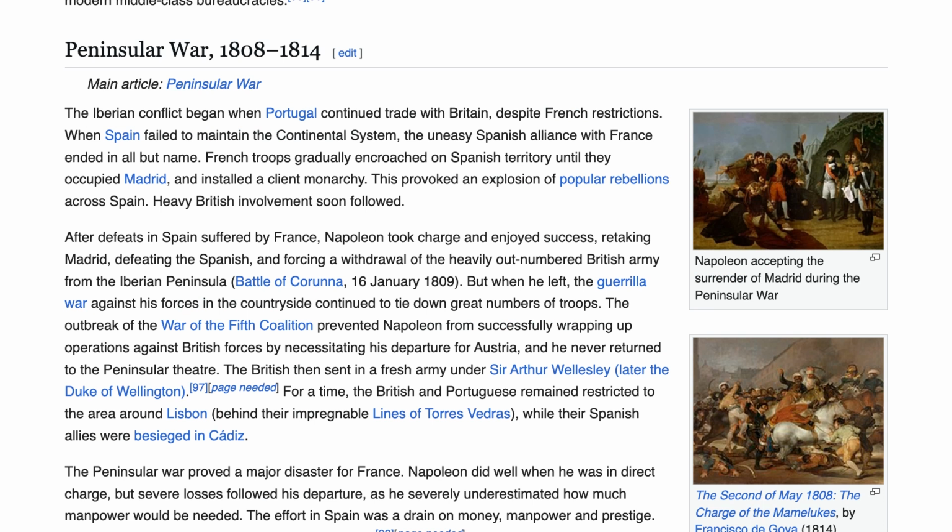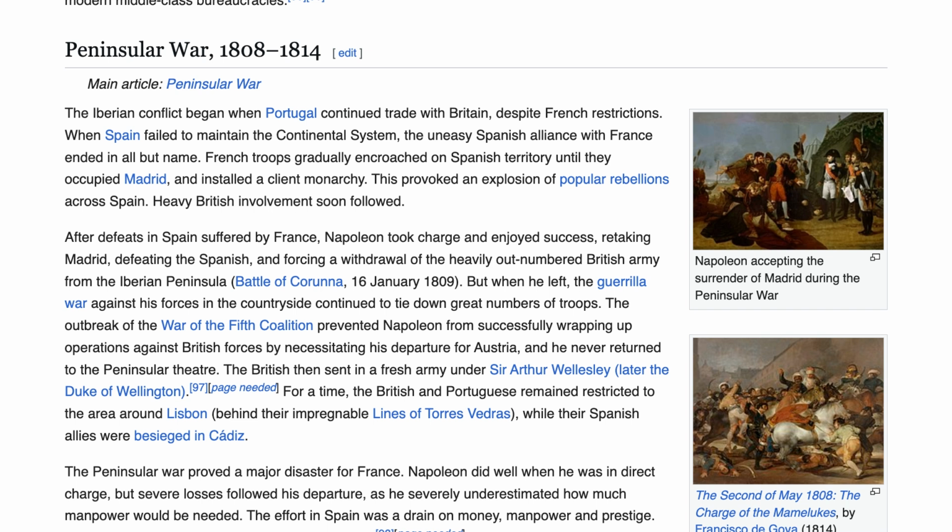Peninsular War, 1808–1814. The Iberian conflict began when Portugal continued trade with Britain, despite French restrictions. When Spain failed to maintain the continental system, the uneasy Spanish alliance with France ended in all but name. French troops gradually encroached on Spanish territory until they occupied Madrid and installed a client monarchy. This provoked an explosion of popular rebellions across Spain. Heavy British involvement soon followed.